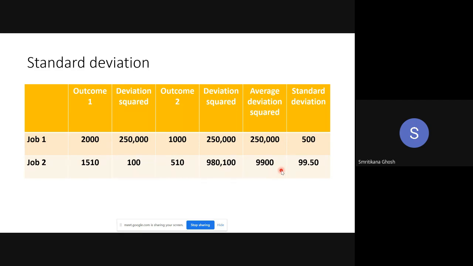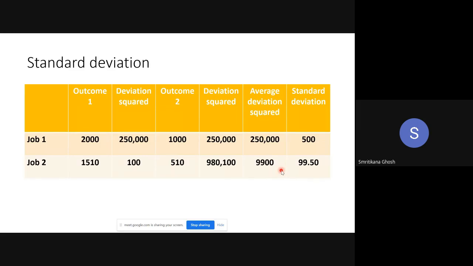Now, say the income levels of these 5 are 10, 20, 30, 40, 50. What is the mean? 10 plus 20 plus 30 plus 40 plus 50 divided by 5. And what will be the value? 30. Okay, so 30 is the mean value.